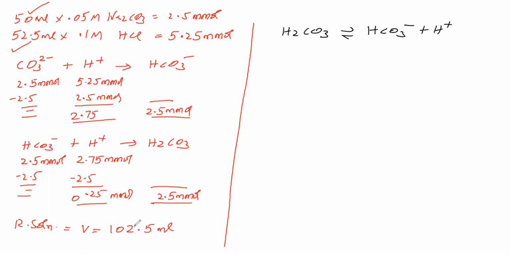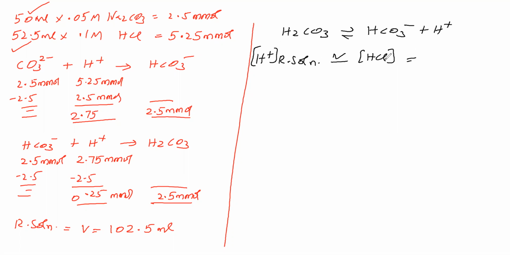Therefore, in the resultant solution, the H plus concentration we can take from HCl, not from carbonic acid. This carbonic acid also gives H plus, but it is negligible when compared to the HCl contribution. So the H plus concentration in the resultant solution is nearly equal to the concentration of HCl. Carbonic acid also gives H plus, no doubt, but we can neglect that when compared to this concentration.